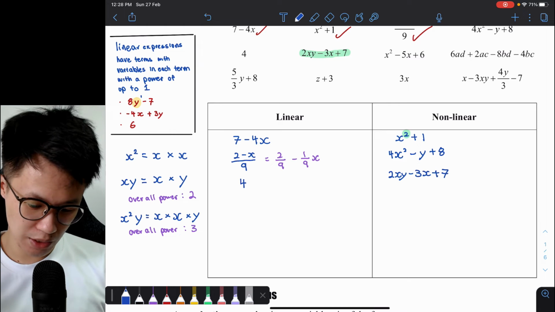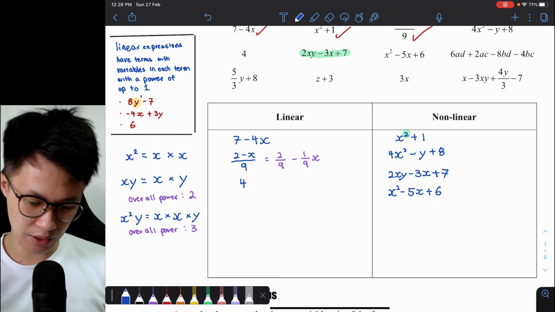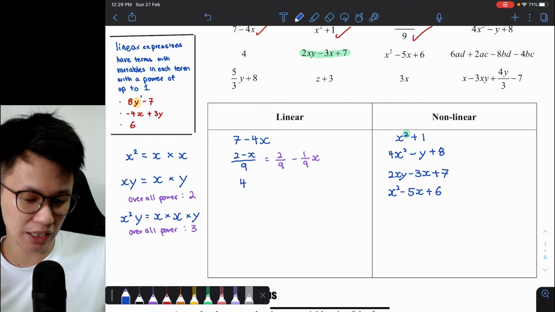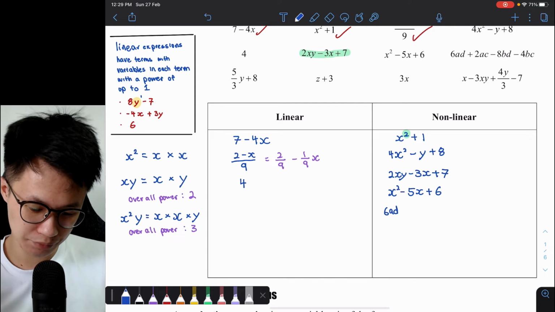Subsequently, we have x squared minus 5x plus 6. This is also non-linear. And we have AD, AC, BD, BC. Each of these terms, we regard A, B, C and D as variables now. So these are all non-linear as well.